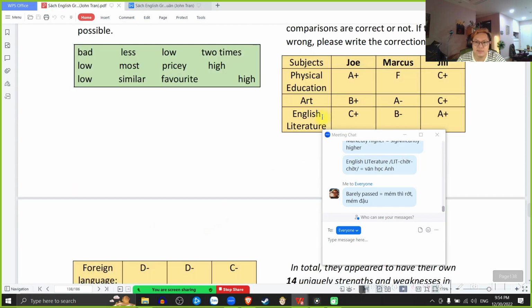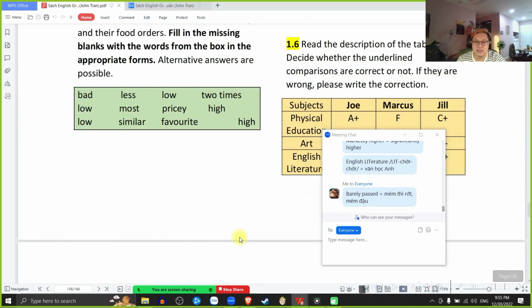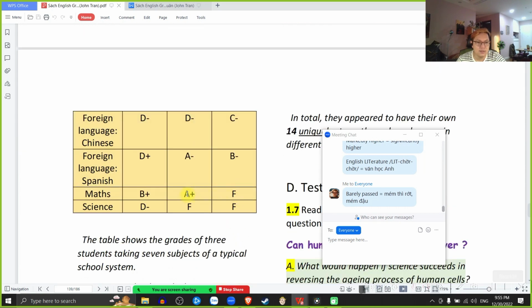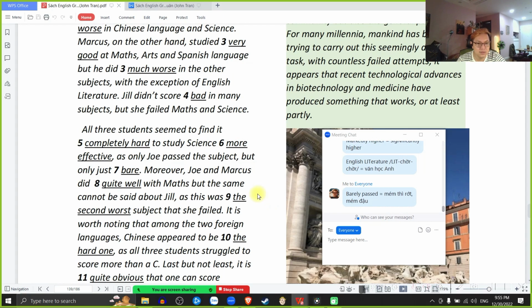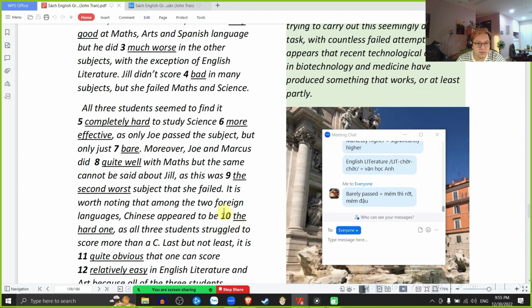Jill and Marcus did well in math. Yeah, B plus, A plus. But the last, the girl Jill failed it. Các hai bạn này B plus và A plus là mà Jill failed nè. Mà cô fail 2 môn á. Jill actually failed math and science as well. 2 môn luôn. It is worth noting that. Rất là đáng chú ý một điều rằng, rất đáng để note lại, ghi chú một điều rằng, it is worth noting that.